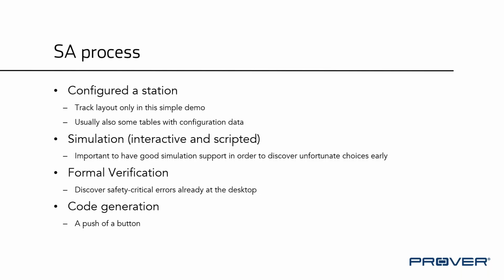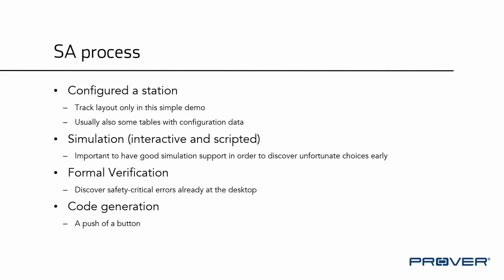But before, I just want to go back and say what we did. We configured a station. In this simple demo, it was only a track layout, but usually there are also some tables with extra configuration data. We did simulation, first interactive simulation where you can click and see what happens, and then scripted simulation where you can run test cases. It's very important to have good simulation support in order to discover unfortunate choices early.